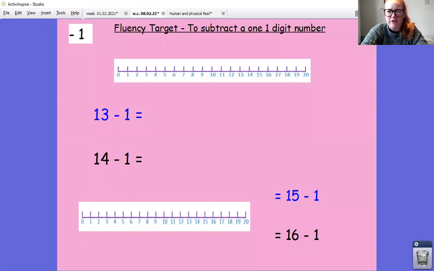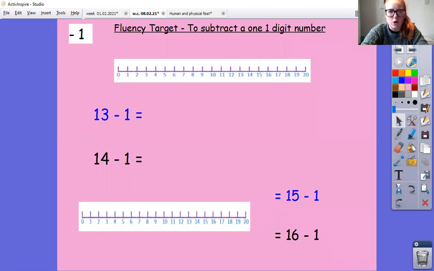Fantastic. Okay, let's look at our fluency for this week. So now we're starting to look at numbers between 10 and 20. We're going to look at being able to subtract 1 from these numbers today. So 13, that's 1 ten, 3 ones. Take away 1 equals what is left.